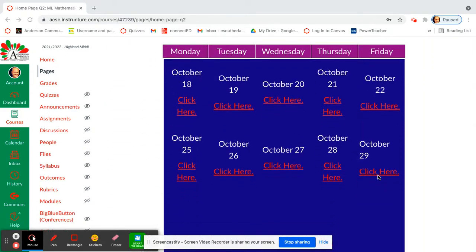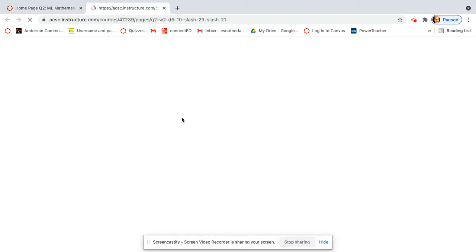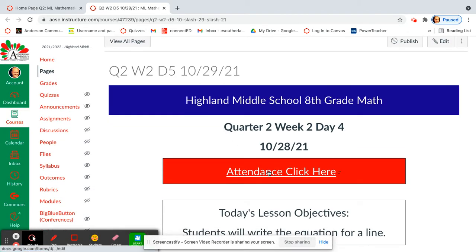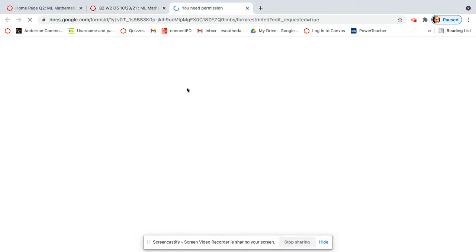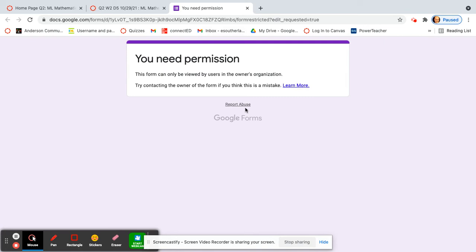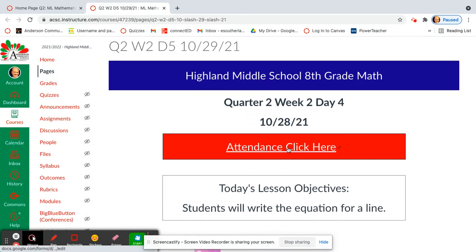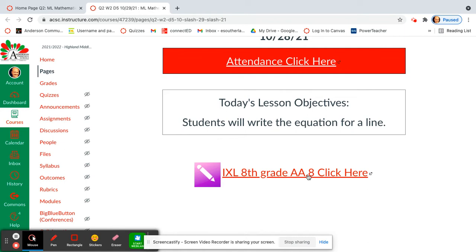You're going to click right here where it says click here. This will open up the lesson page. It's going to be real important that you click and take the attendance first. Under the attendance, it says to click and it'll ask you to make a copy and stuff. For right now, it's saying that it's broken, but it will be fixed. So you'll click and do your attendance right here. And just in case it doesn't work, anybody that does the assignments, I will make sure it gets counted for attendance for being here.